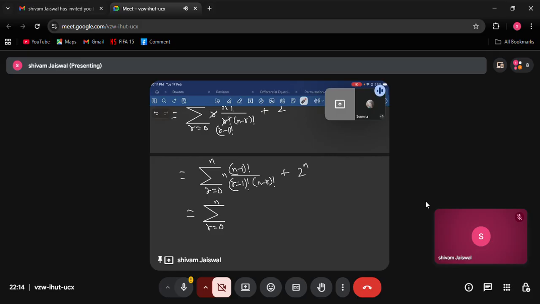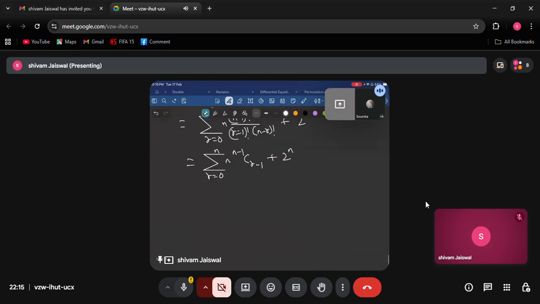Sir, on simplification, n minus 1 C r minus 1 plus 2 to the power n. Correct. After this, taking n common out. Okay, n is not a variable, r is a variable. So it is n minus 1 C r minus 1.